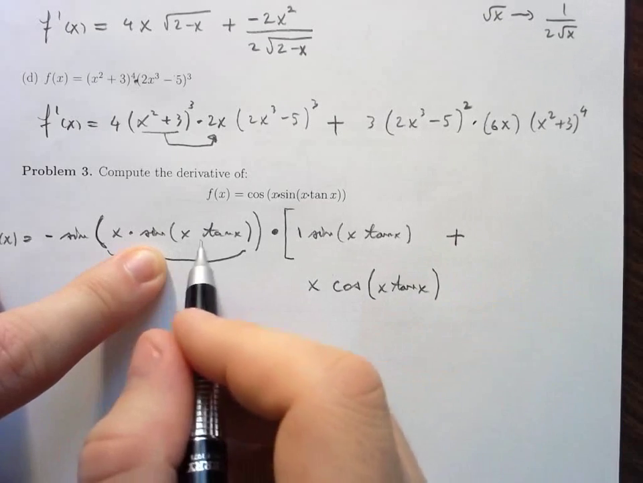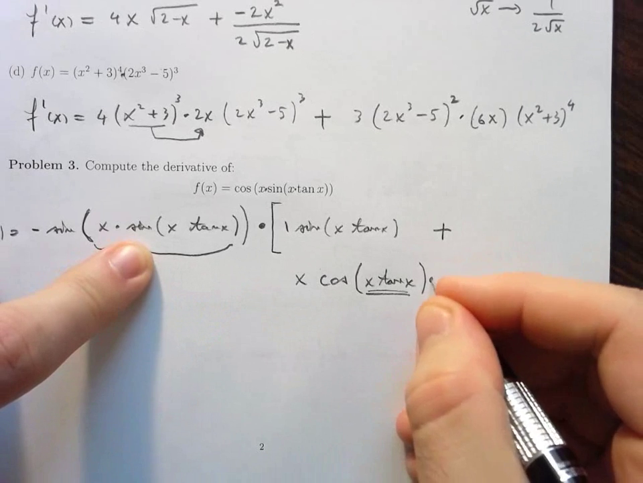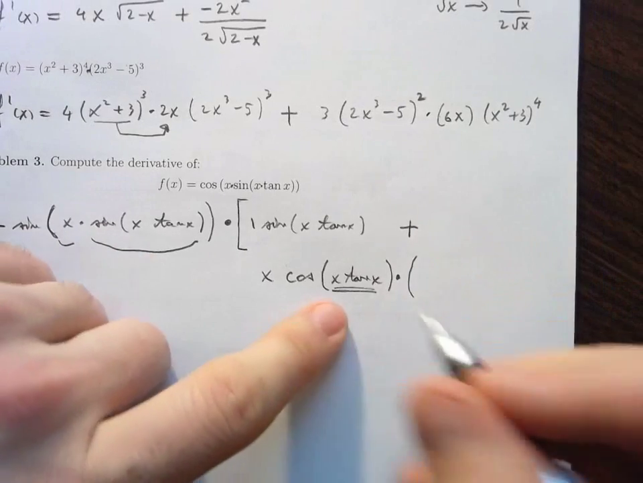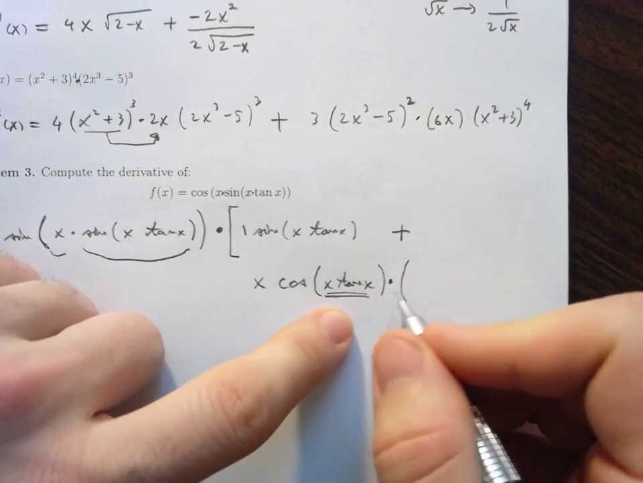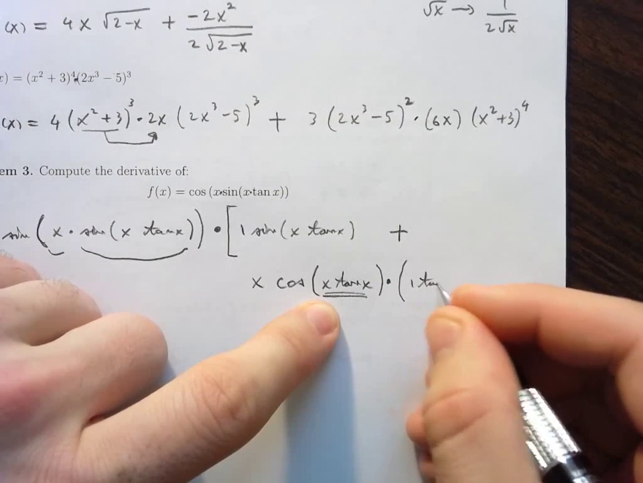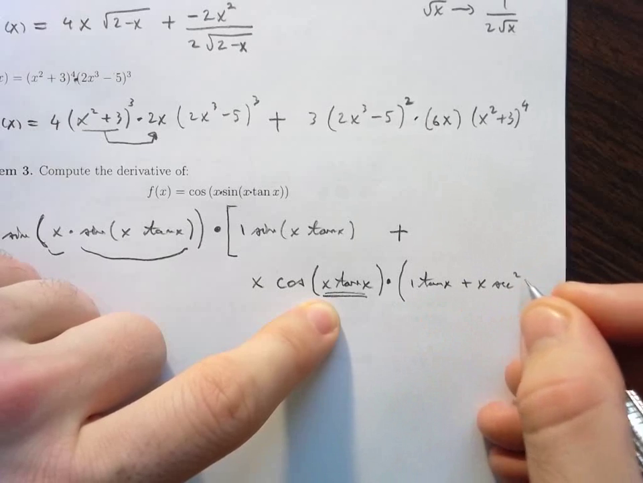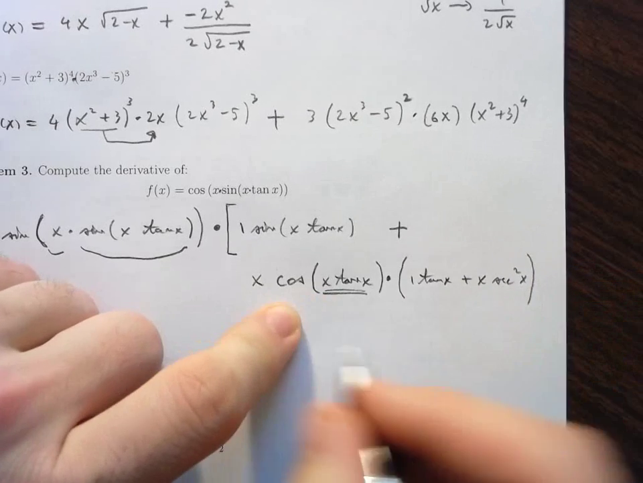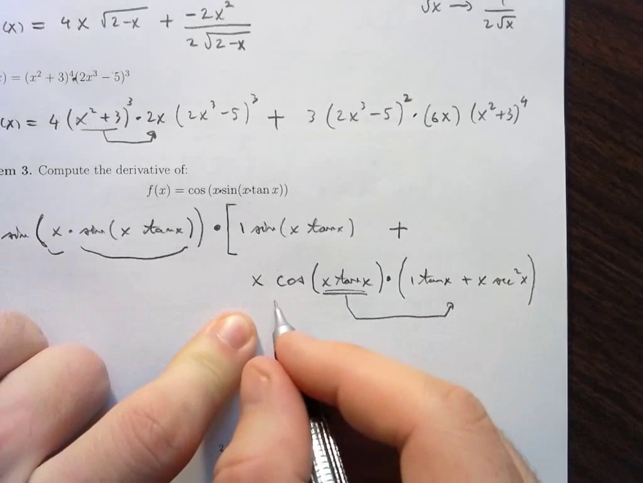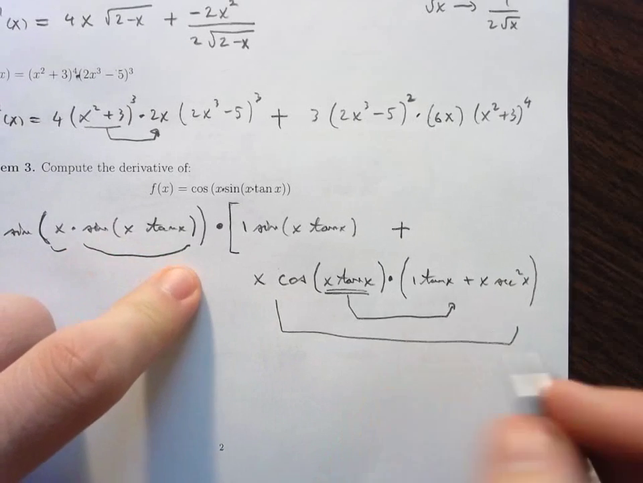However, now this inside part is again a function, so I have to multiply finally by its derivative. And again I have another product rule that I have to undo. Okay, so that's derivative first: 1 tangent x plus x secant squared x. So that is the derivative of x tangent x. This whole piece was a derivative of the sine of x tangent x.